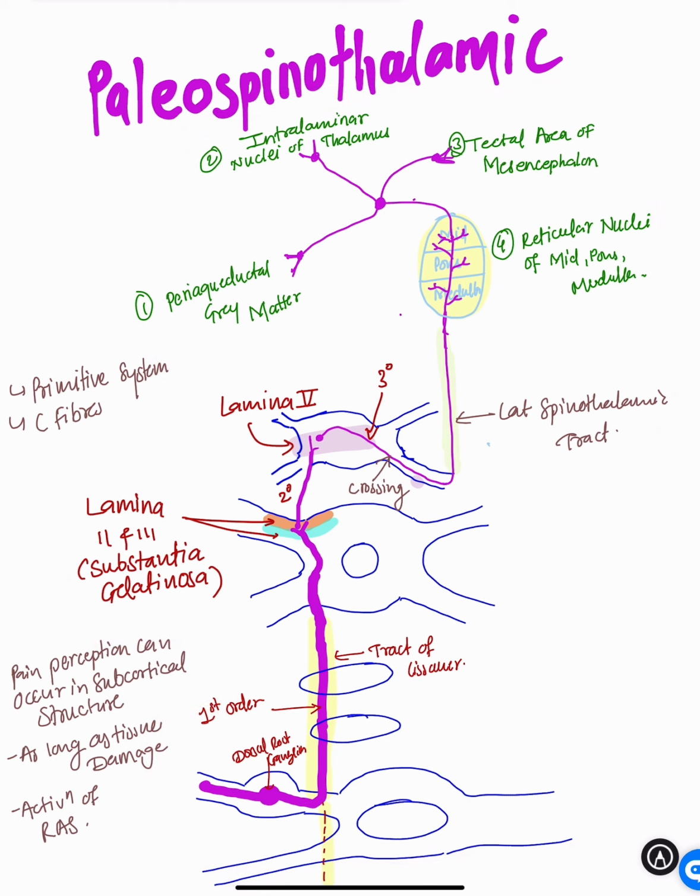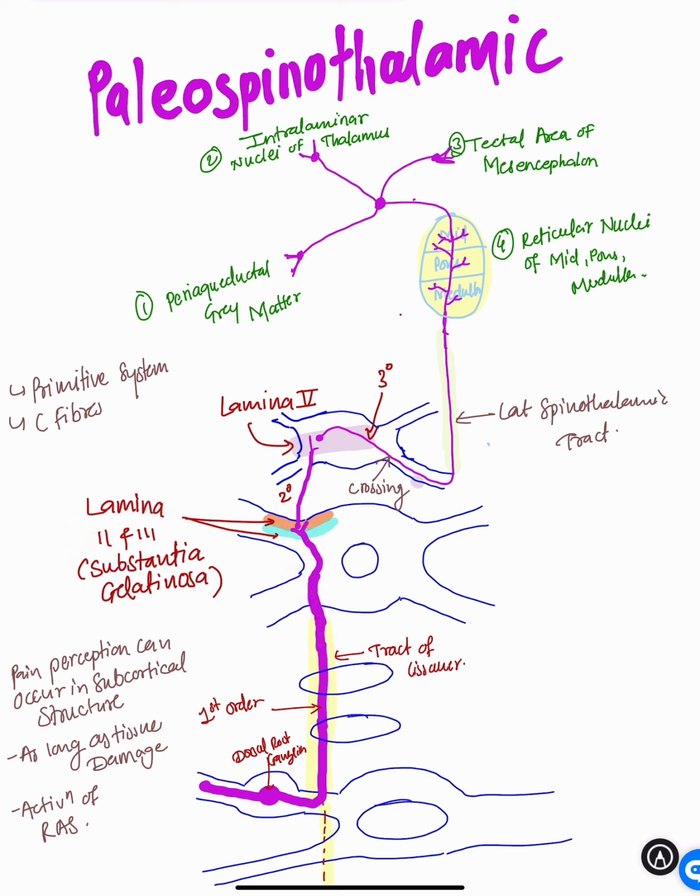So what happens is, when there is tissue damage, pain receptors called nociceptors get stimulated, and they further stimulate the dorsal root ganglion. Our dorsal root ganglia give origin to the first order neuron, and this first order neuron enters the spinal cord and ascends upwards or downwards for 2 or 3 segments, forming the tract of Lissauer. This first order neuron further stimulates lamina 2 and lamina 3 of the dorsal horn, which is called the substantia gelatinosa.